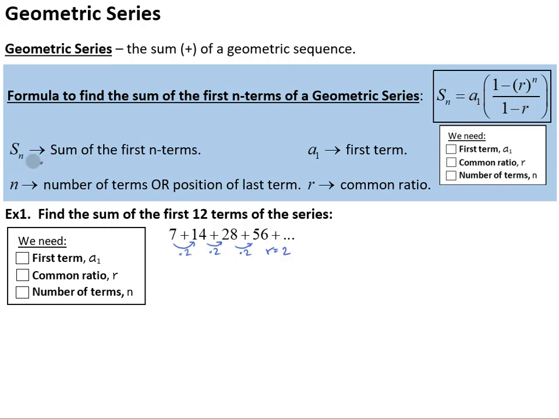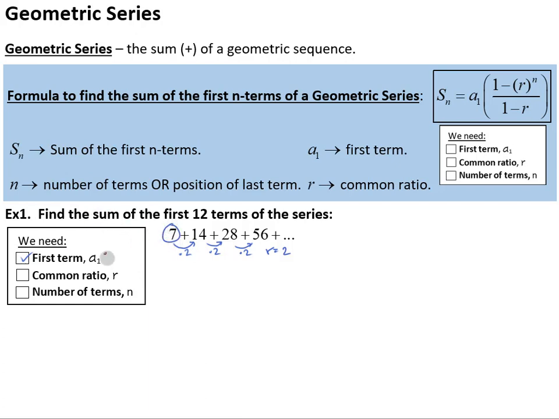Here again, I just explained what those terms mean. S of n is the sum, a1 is the first term, n is the number of terms or the position of the last term, and r is the common ratio. So we need 3 things to find our sum: the first term, the common ratio, and the number of terms. Okay, so let's make sure, of course, we have all 3 things, and I think for most of our problems today, we will.